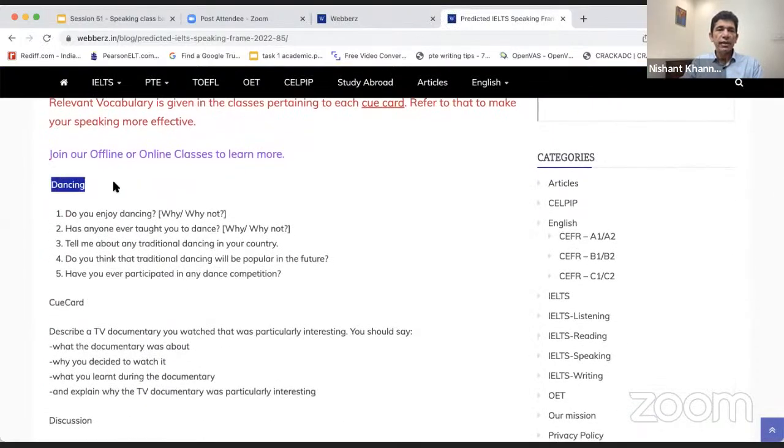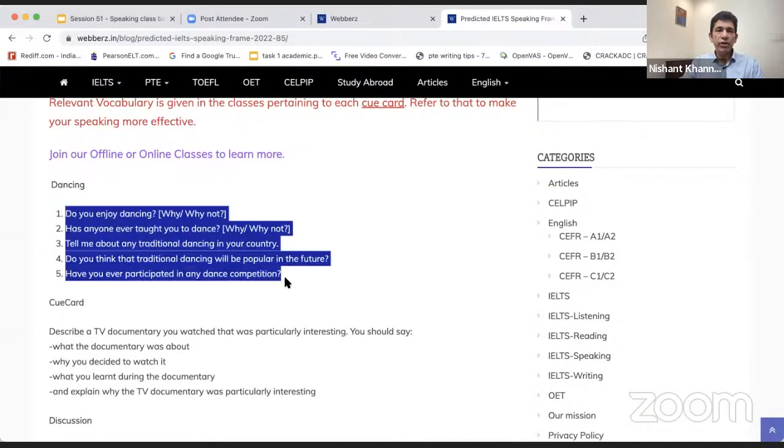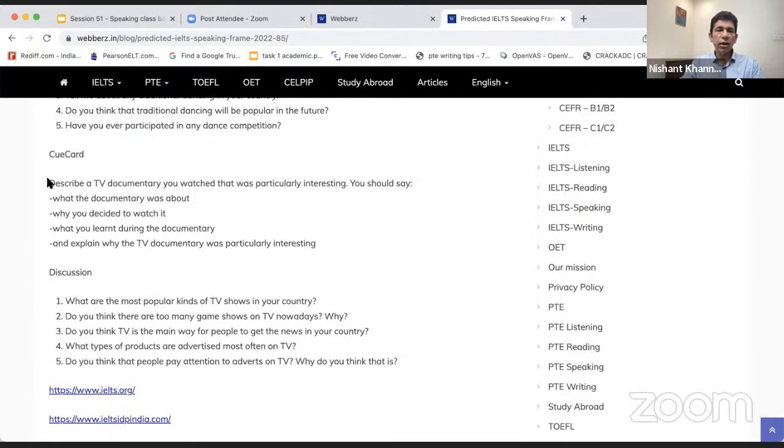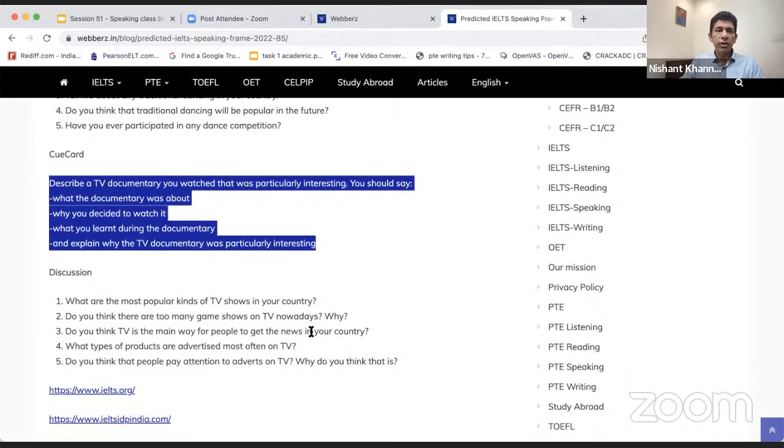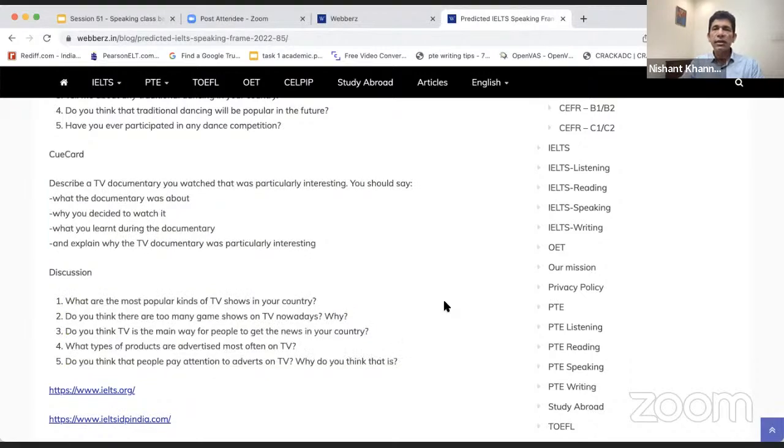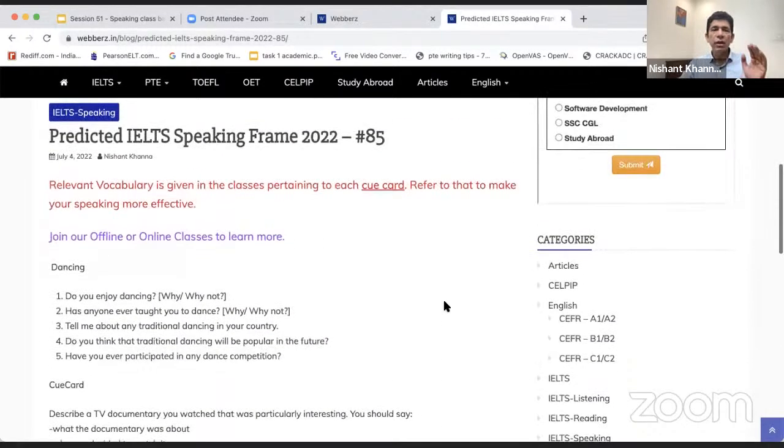Like the topic is dancing and they have 5 questions on dancing. And then there is a cue card. And then there is a discussion. And this is free for everybody. Anybody can practice it, not a problem.